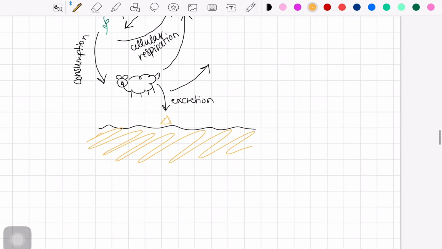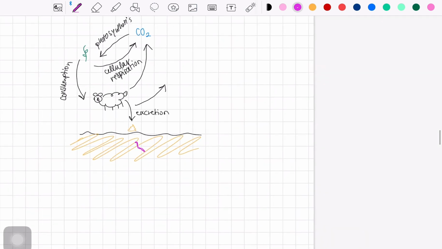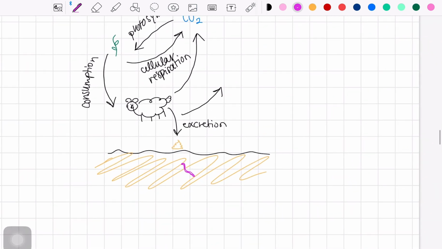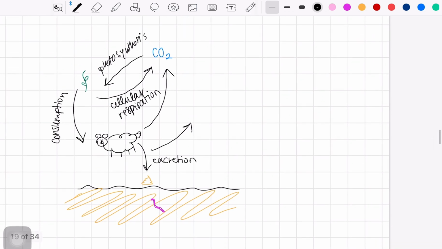So in the process of excretion, the carbon that's in the sheep is going to return back to the soil, where who's going to make use of it? Like we said, this little worm in the soil is going to make use of the excretion and is going to be able to decompose it and return that carbon back to the soil. So this saprotroph or detritivore, or whatever is feasting on these feces, pun unintended, is also going to do cellular respiration.